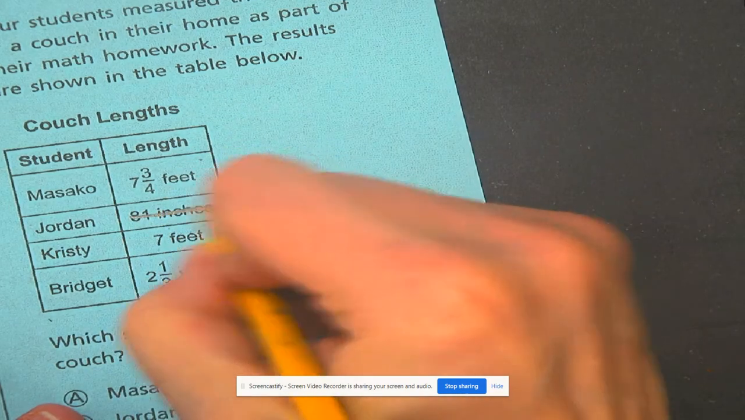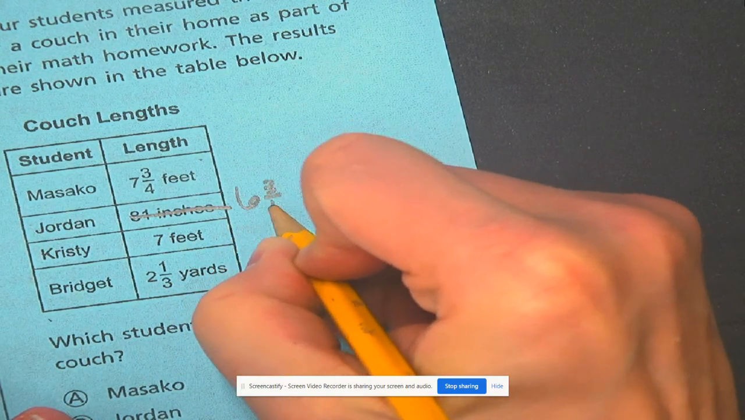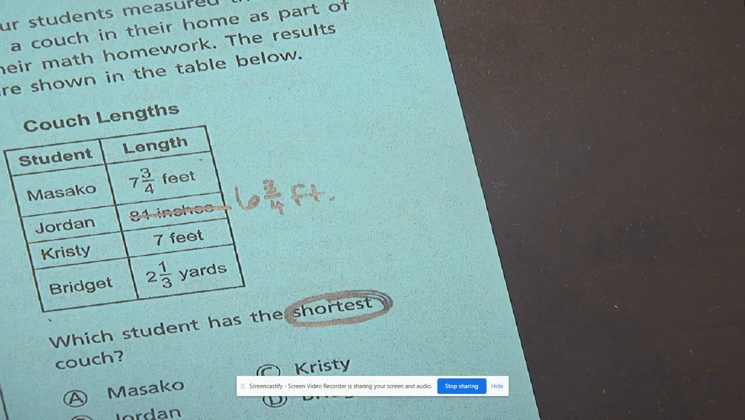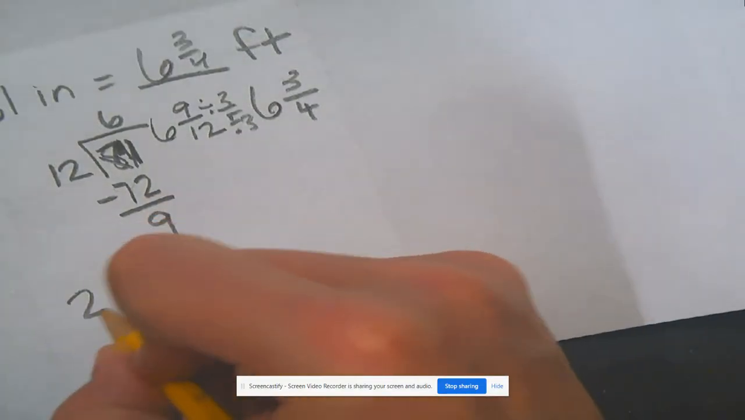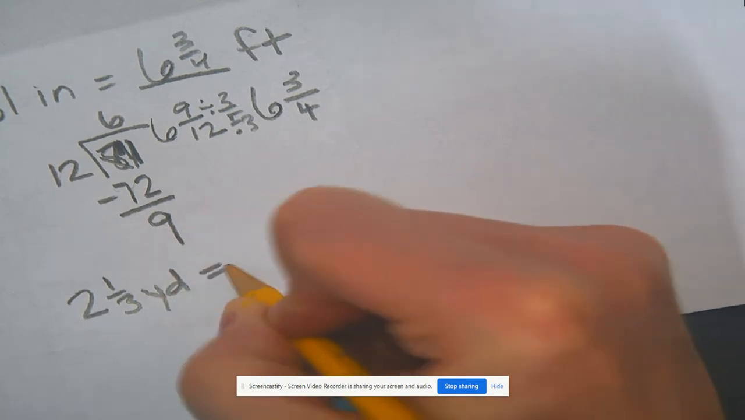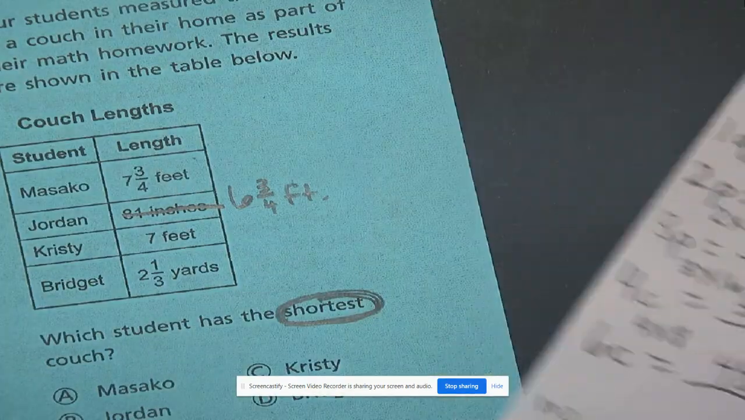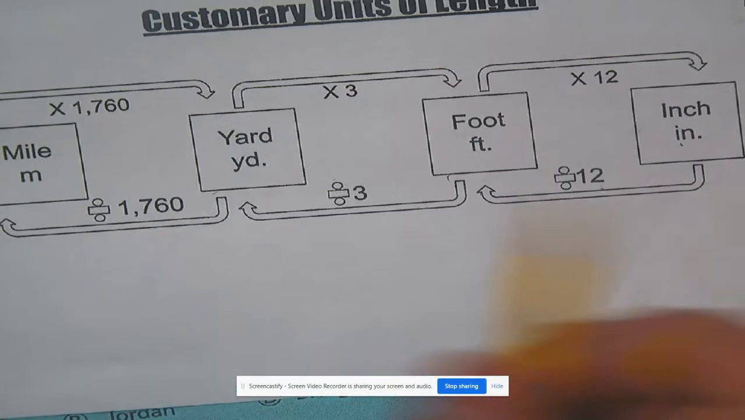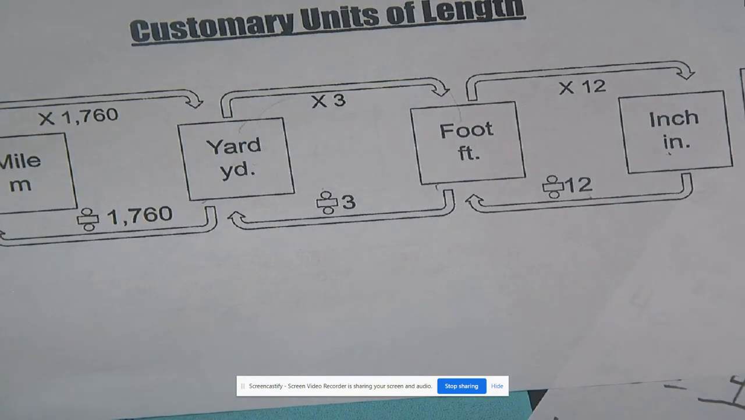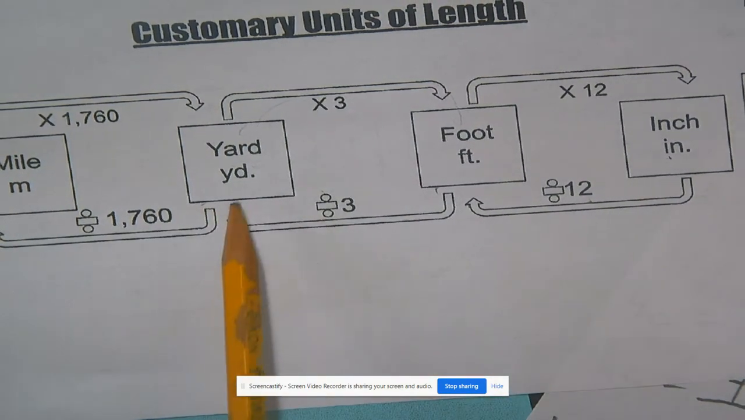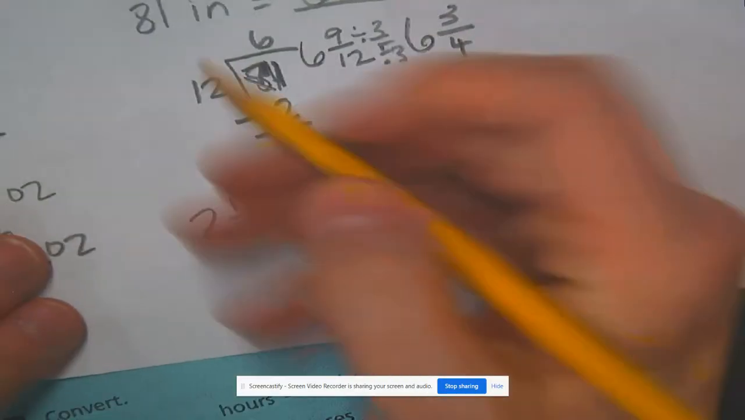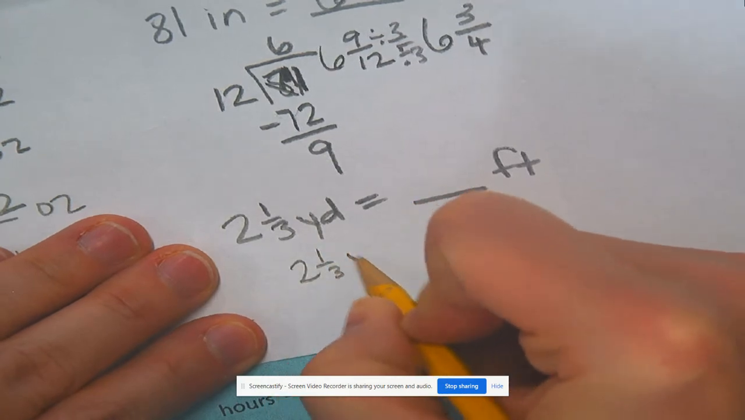I'm going to come back over here and I'm just going to put 6 and 3/4 feet so that when I go back to compare, I just have to look at my table. Okay, now what do I have to do? Now I gotta change 2 and 1/3 yards into feet. How do I go from yards to feet? Yards to feet, times 3. So 2 and 1/3 times 3.